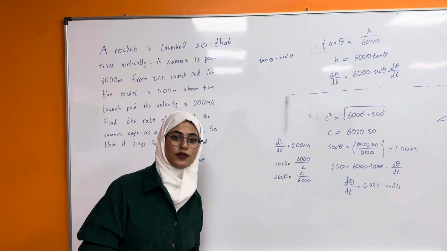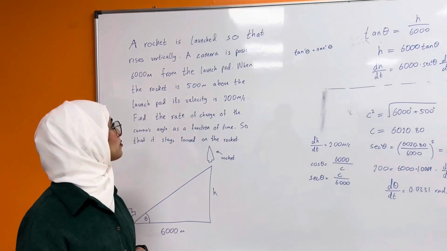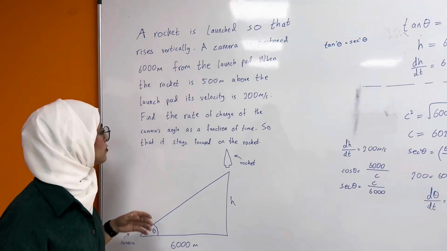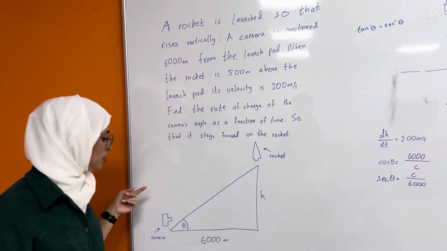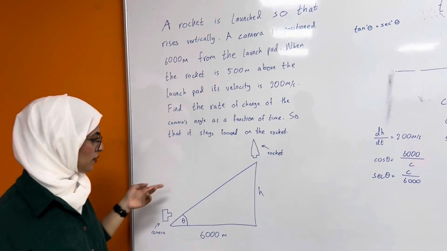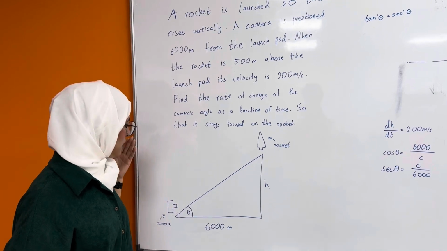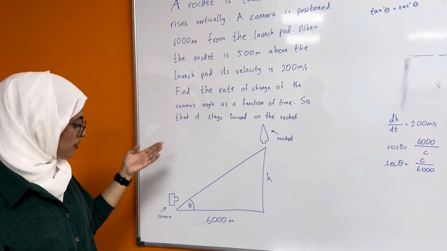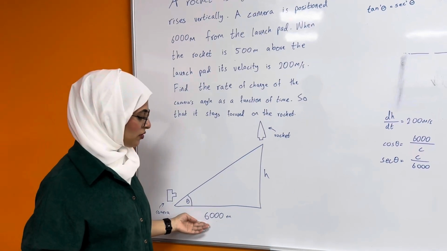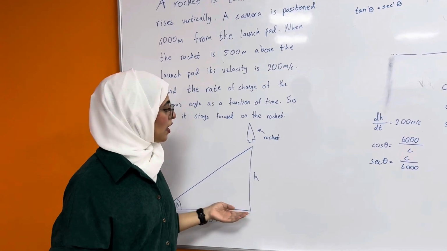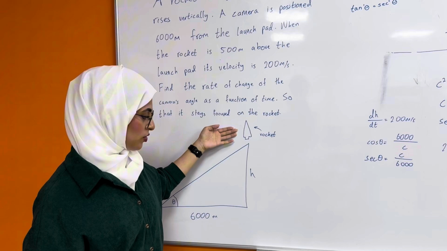Hi, good morning everyone. Today we've got a differentiating problem that needs us to find the rate of change of a camera's angle as a function of time so that it stays focused on the rocket. Here we've got a diagram that shows everything we've said. We have a camera which is 6,000 meters away from the launching pad, and we've got a rocket which rises vertically.